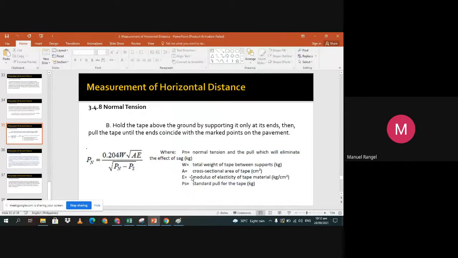Okay, so Pn is the normal tension, the pull which eliminates the effect of sag. And W, of course, is the total weight of the tape between supports. And A is the cross-sectional area of the tape in centimeters squared. And E is the modulus of elasticity of the tape material. And PS is the standard pull for the tape. So in this case, we have 2Pn in the formula, no? So I think it would be a trial and error.